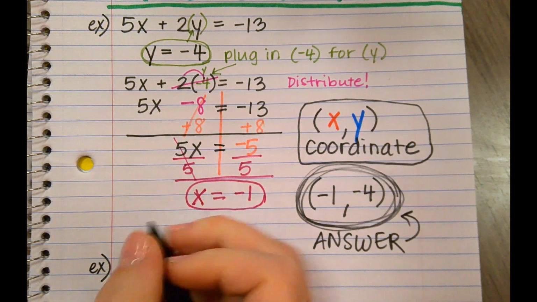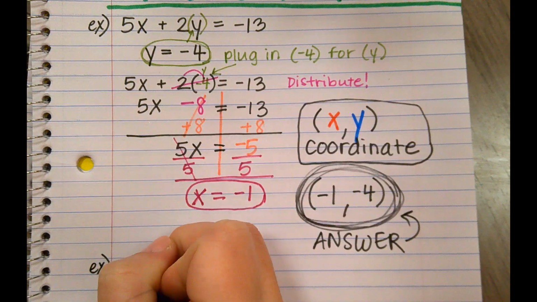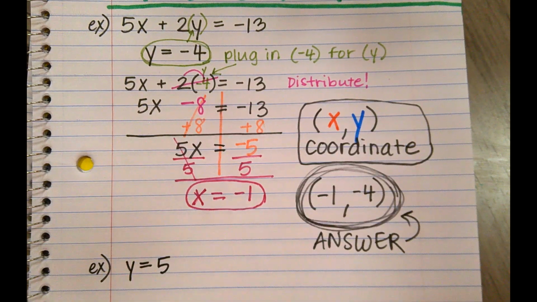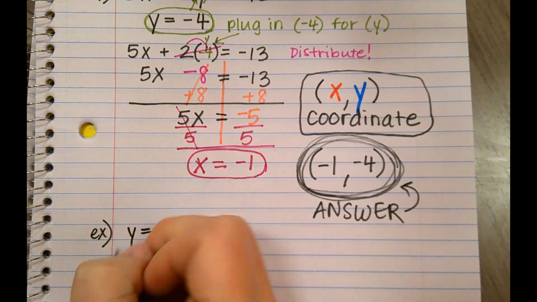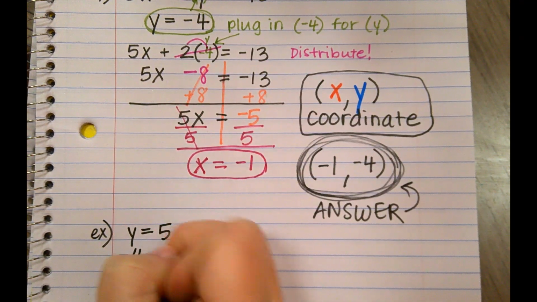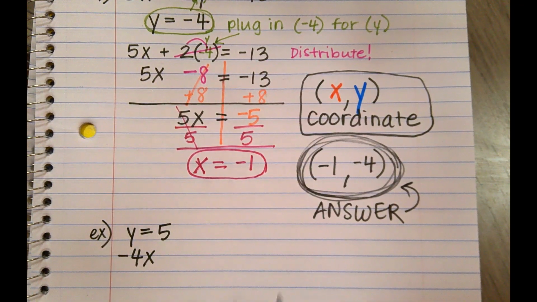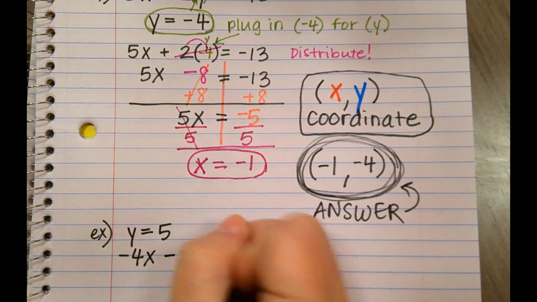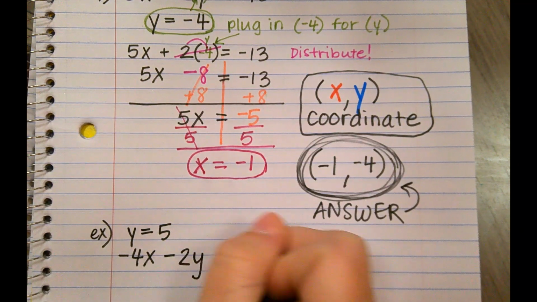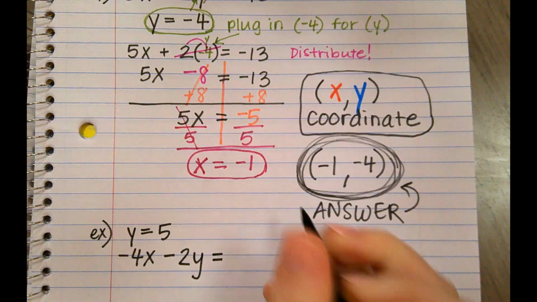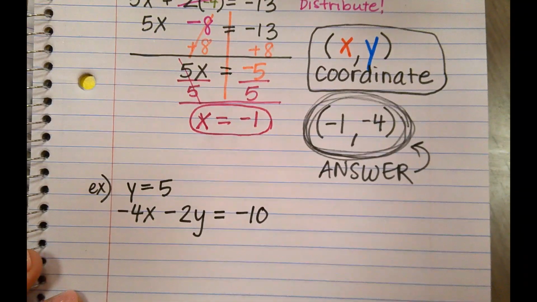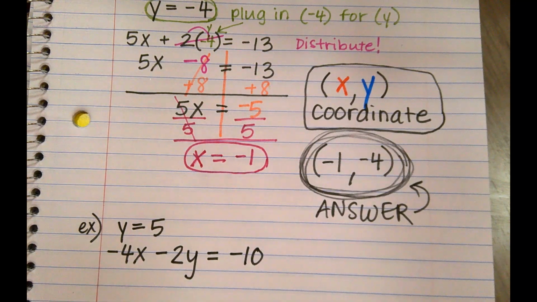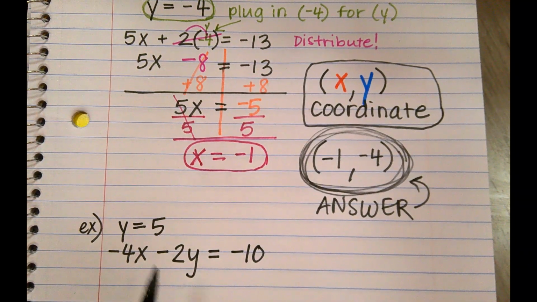I'm going to give you two equations. The first one is y equals 5. The second equation is -4x minus 2y equals -10. Follow the steps that we just did above and solve for x and y.